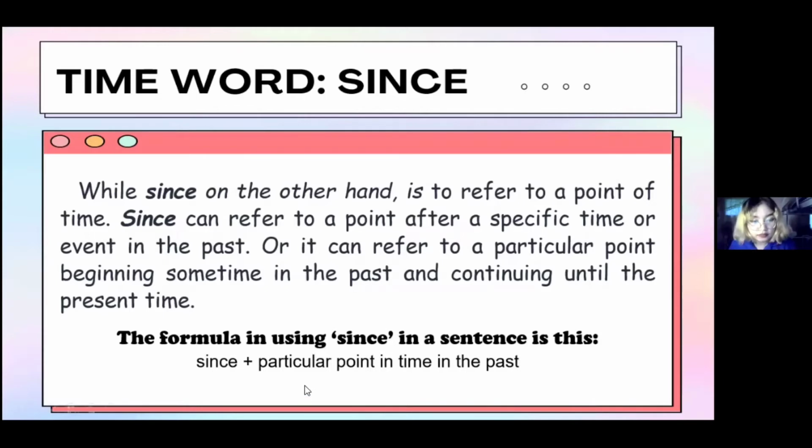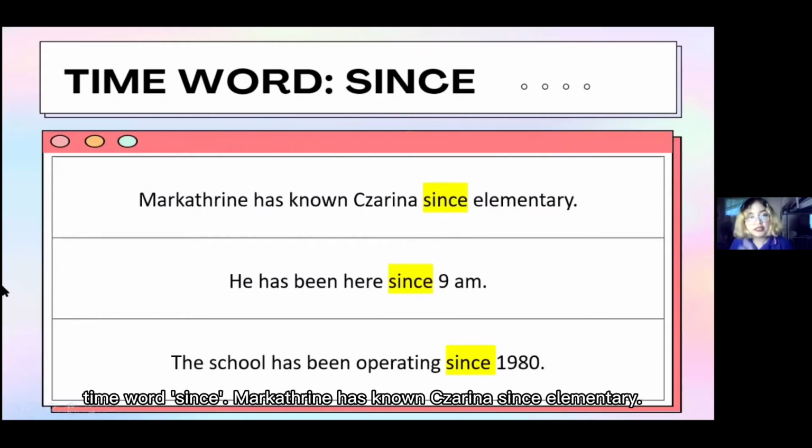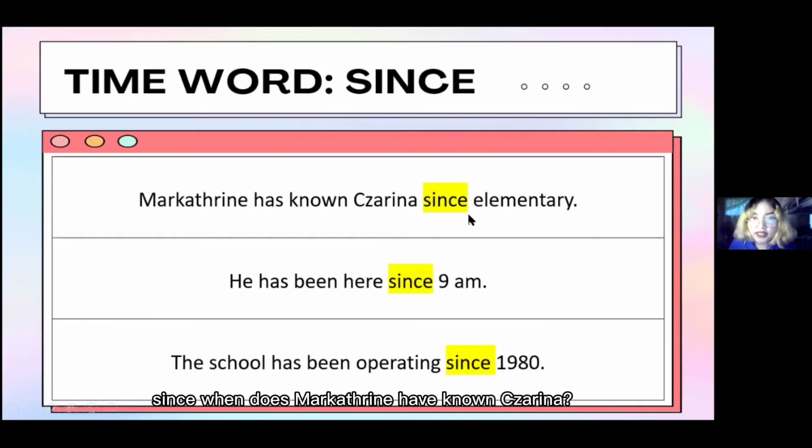The formula in using since in a sentence is: since plus a particular point in time in the past. Okay, let's move on with the examples. Let's look at the time word since. Ma.Czarina has known Serena since elementary. Since when has Ma.Czarina known Serena?